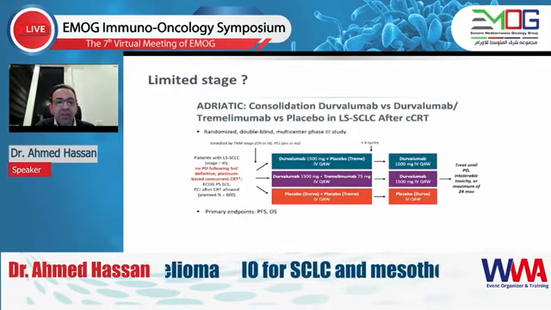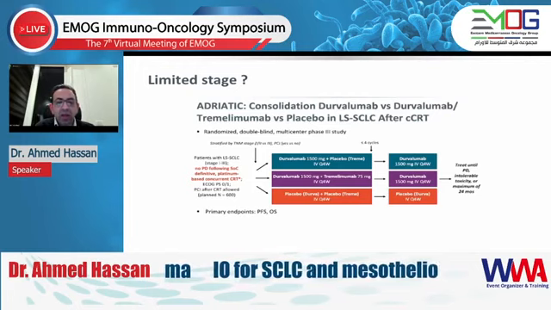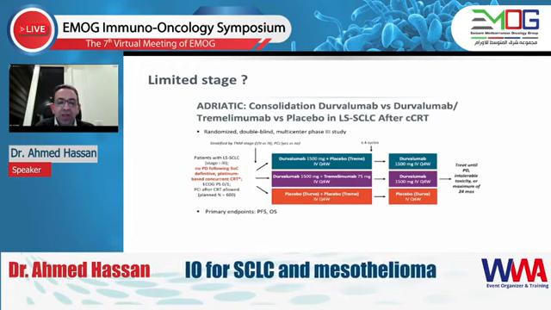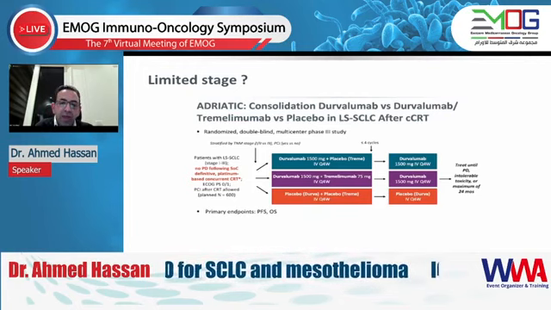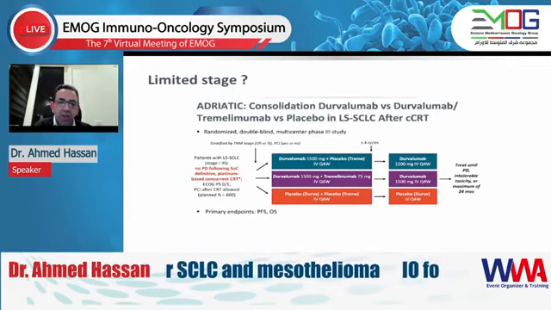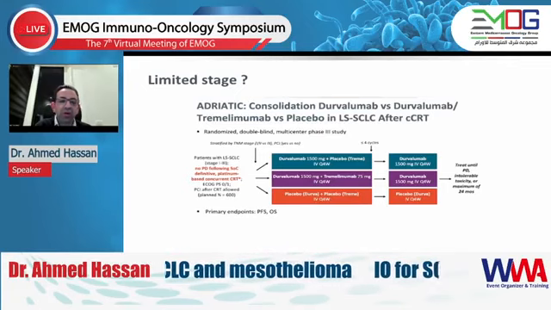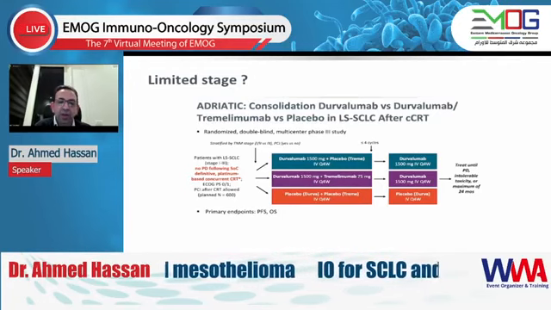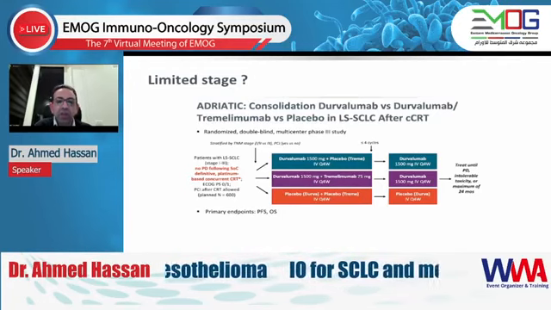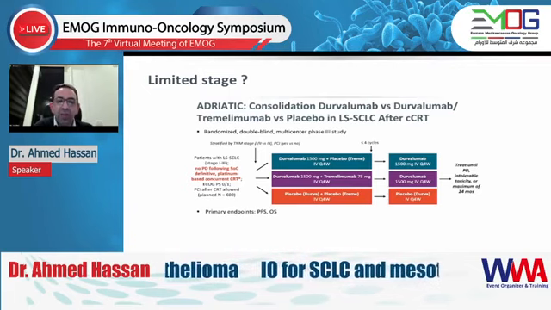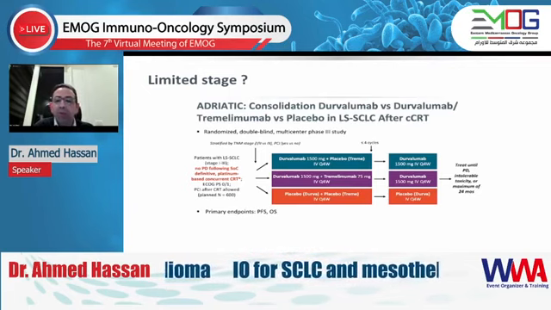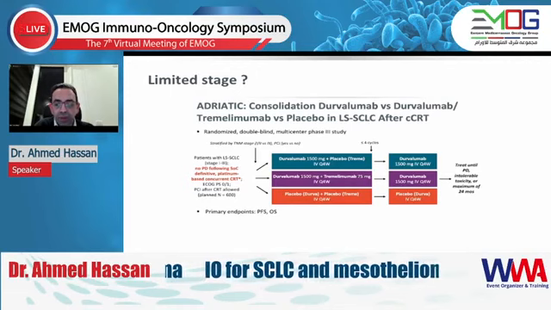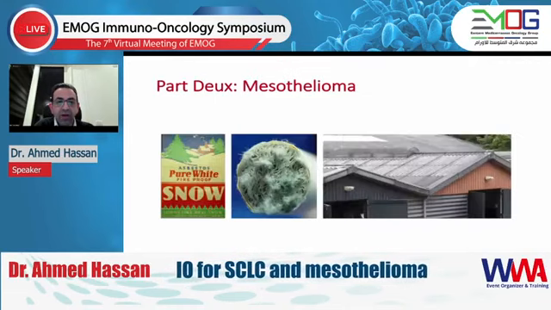Well, this has been investigated in the Adriatic study. In a nutshell, this study is almost the same as the Caspian study in non-small cell lung cancer. So here you give concurrent chemoradiotherapy as per standard, and after you finish your standard treatment, you give maintenance durvalumab afterwards, or durvalumab and tremelimumab. It would be interesting to look at the results when they are here.